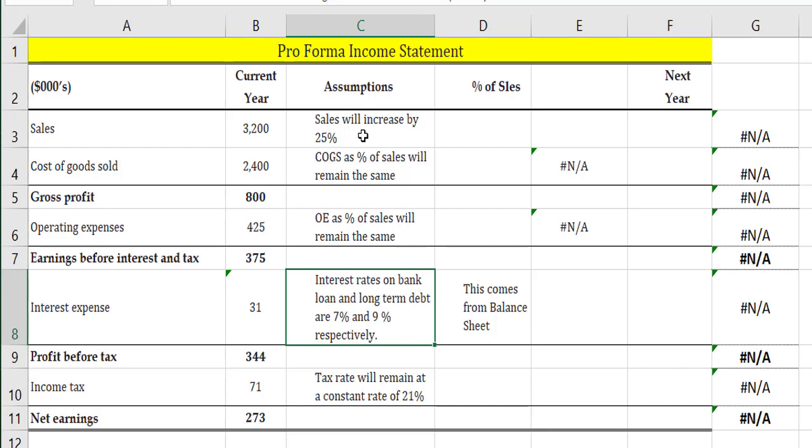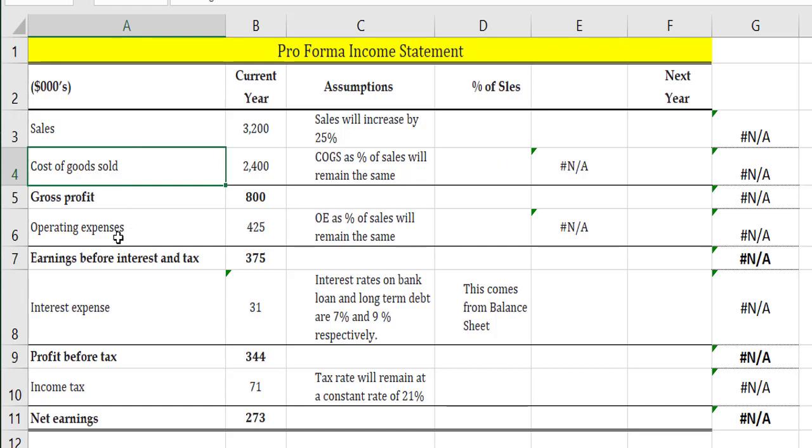Once we make all these assumptions, next we want to express certain items as a percent of sales because we need them to forecast values for the next year. Which items can we express as a percent of sales? Remember, only those items that change with sales. In this example, the cost of goods sold and operating expenses are changing with sales. So we need to express current year's cost of goods sold and operating expenses as a percent of current year's sales. How do we do it?